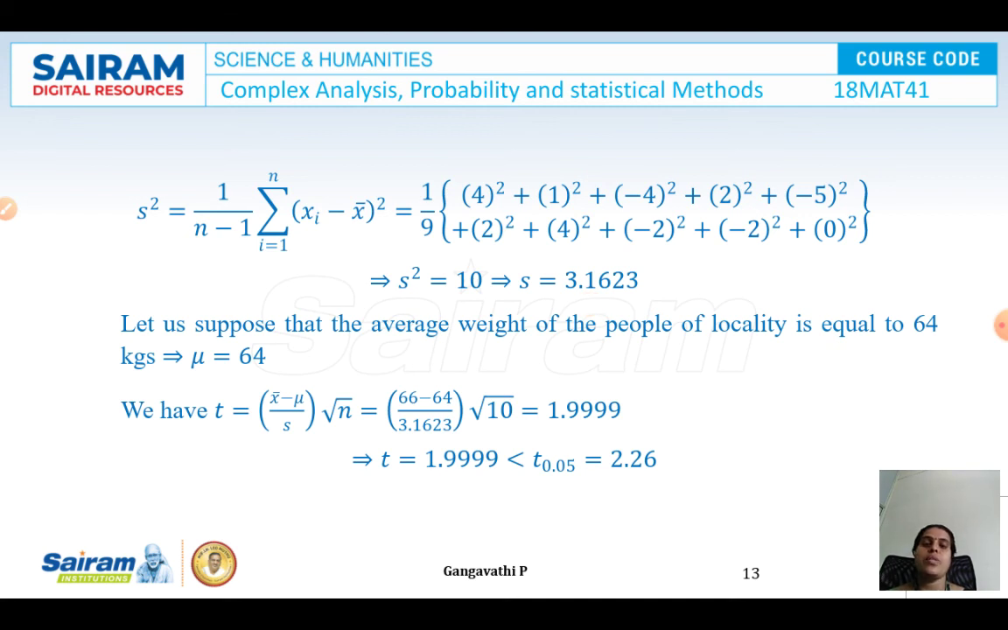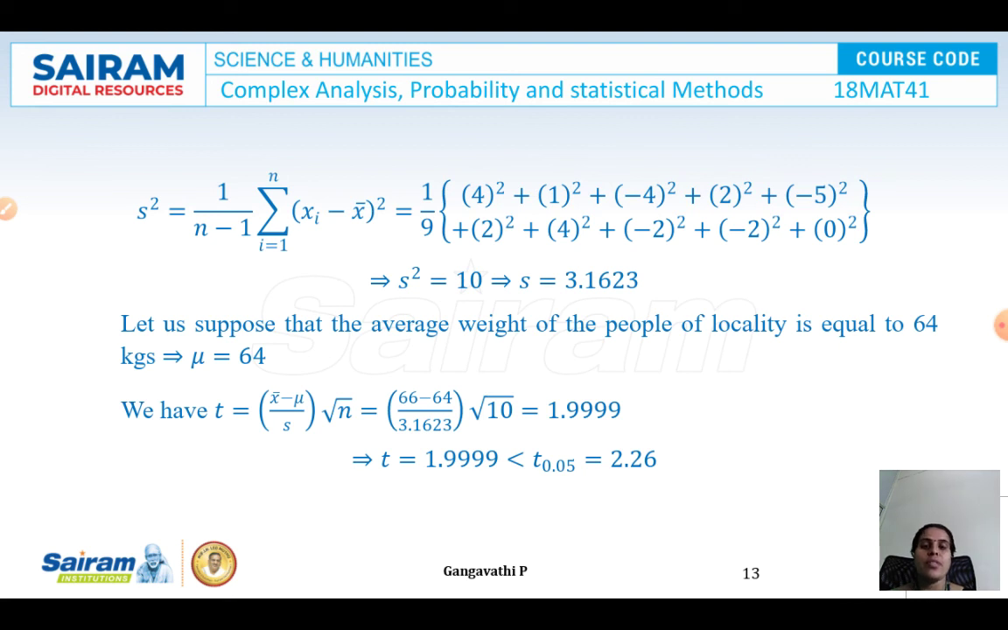So the s value happens to be this, and we could get the required values, and it is given in the problem itself that the average weight of the people in the locality is 64. So mu is 64. So t is x bar minus mu by s into square root of n. 66 minus 64 over 3.1623 into square root of 10. When we simplify this, it is 1.999, which is less than the value from the table. T at 0.05 is 2.26 and the obtained value is 1.9. So 1.9 is less than 2.26.